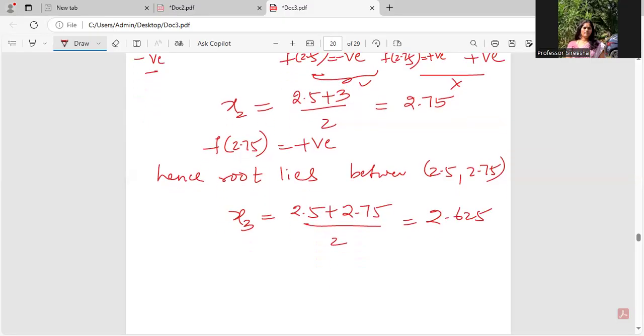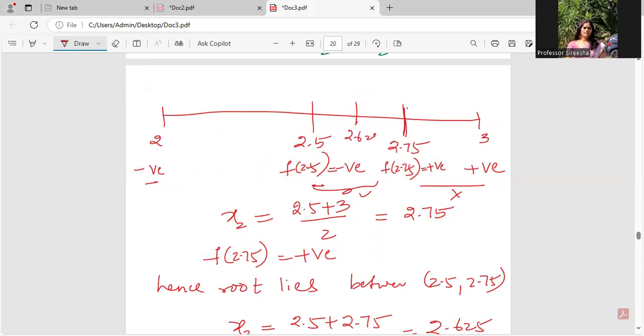Immediately I'll be checking f of x3. What would be f of x3? F of 2.625. Of course, for Newton-Raphson you'll be needing these values. For the bisection method, it's enough if you write the sign of it. I'll be getting something like minus 1.4121, which is negative, right? Again, notate that here, please, so that you don't lose track. What I've got here is 2.625, and this value is turning out to be negative.